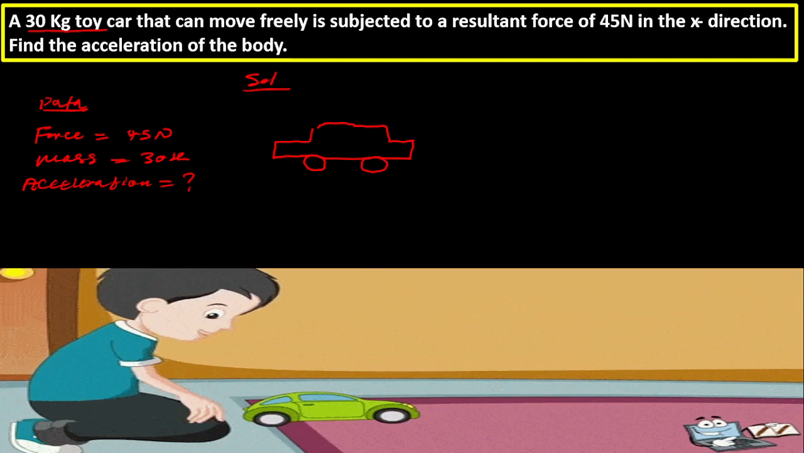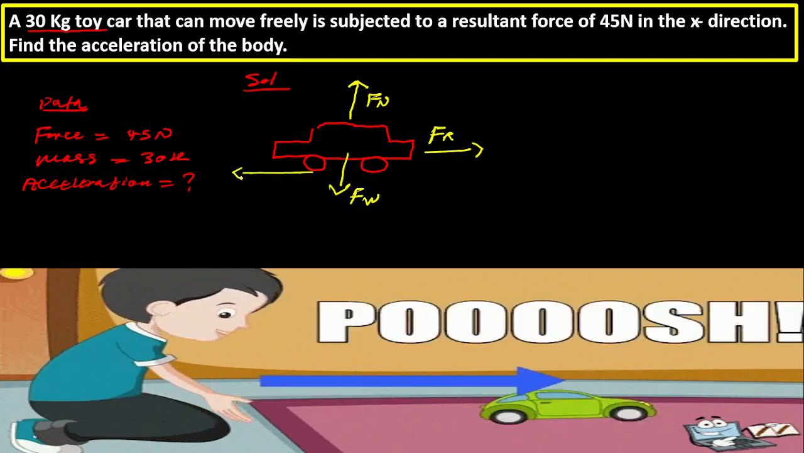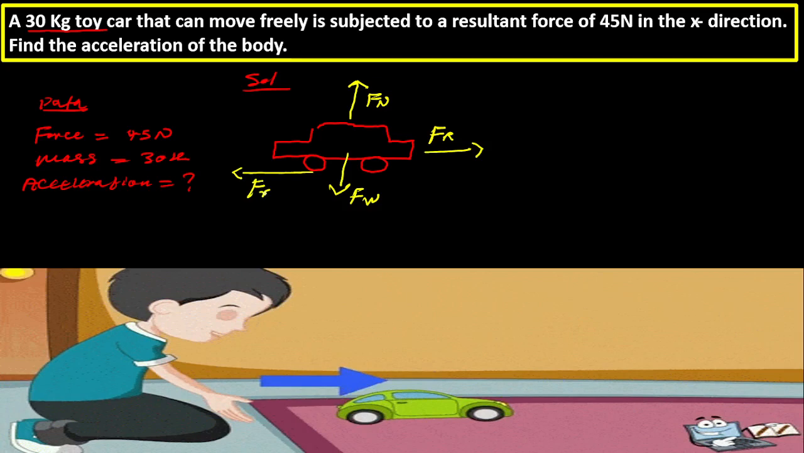Now you have the resultant force, which is equal to the force F R which has been applied, and then there is a friction force acting on the tires, which can be F small letter r. So this is the friction force. There you have the resultant force, and there you have the normal force. This car is moving in the X direction.